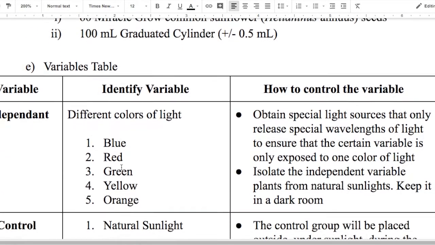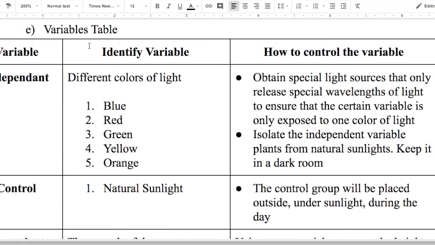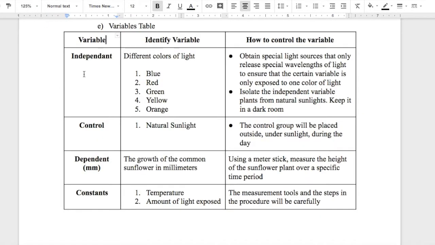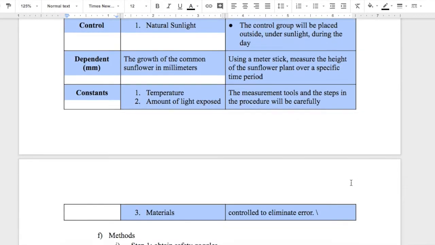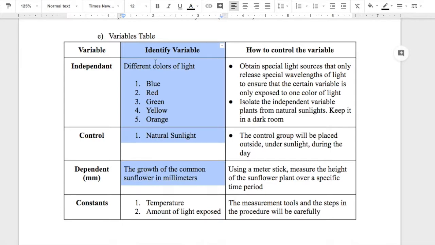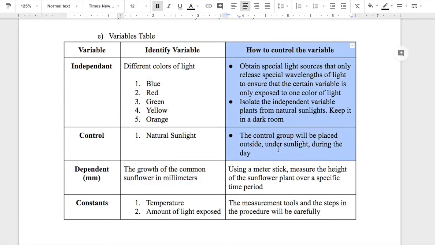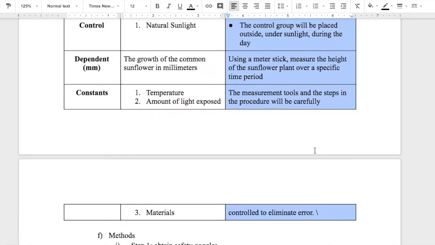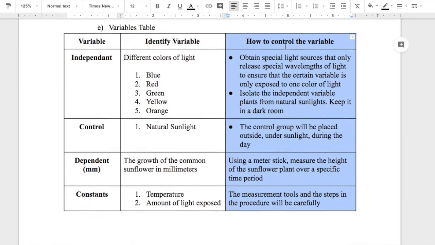Next section is the variables section, the variables table. And in this table, you need to state what your variables are. So for example, you have the independent variable, the control, dependent variable, and constants. This format is a great way to state your variables. In this column, you should identify the variables, and in this column, you should specifically state how you're going to control your variable.